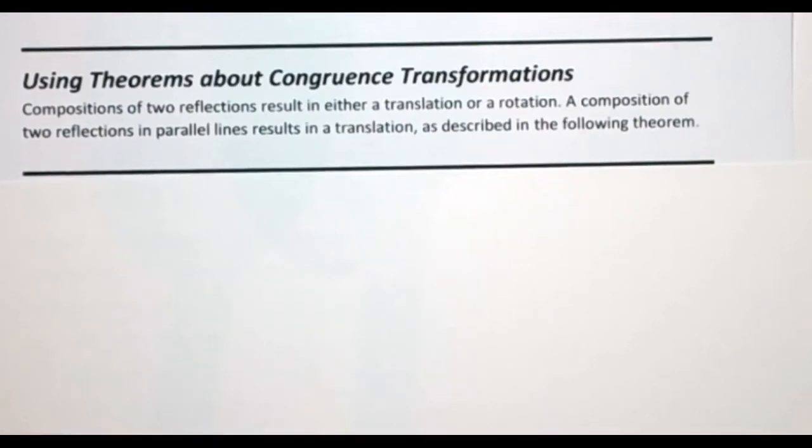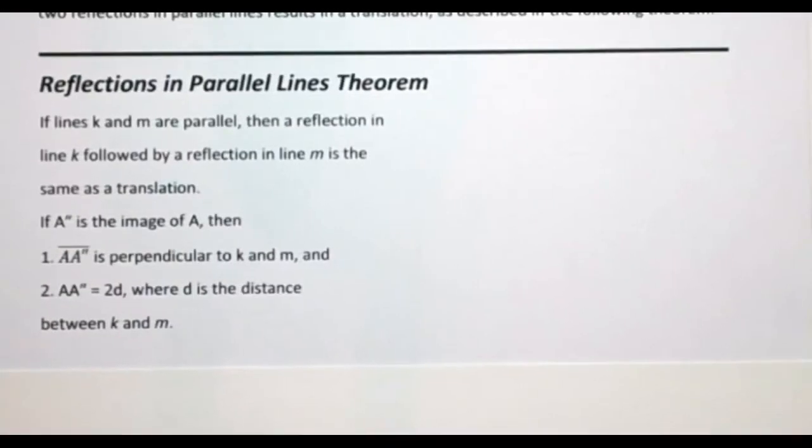So let's look at what that means. All right, let's look at this first theorem, the reflections in parallel lines theorem. It says if lines K and M are parallel, then a reflection in line K followed by a reflection in line M is the same as a translation. Let's start by drawing this out and then looking at this if-then statement.